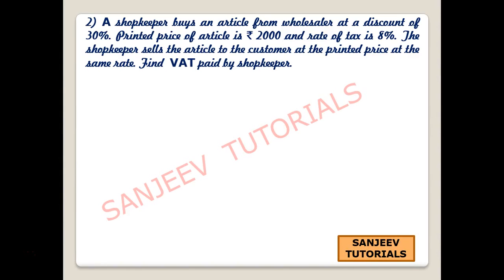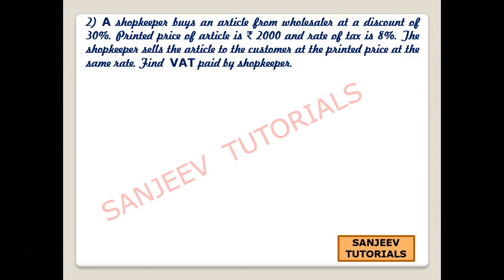Okay, let's proceed to the second sum. In this sum, it is given a shopkeeper buys an article from a wholesaler at a discount of 30%. Printed price of the article is rupees 2000 and rate of tax is 8%. The shopkeeper sells the article to the customer at the printed price at the same rate. Find VAT paid by shopkeeper.